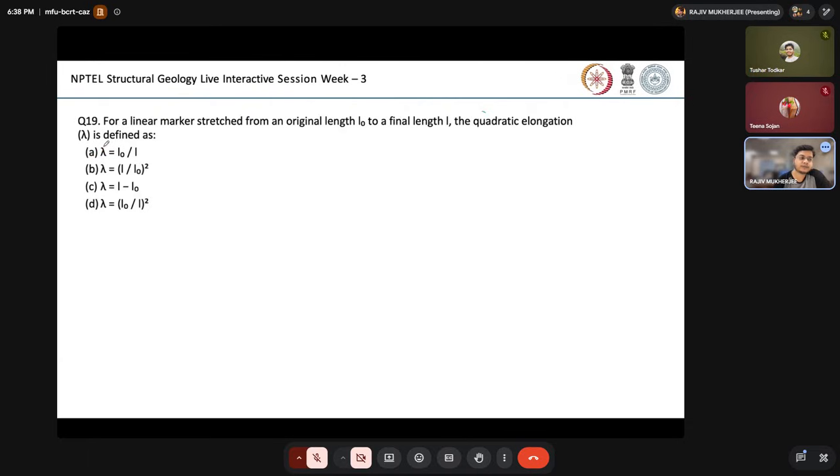Now, question number 19. What will be the definition of the quadratic elongation?